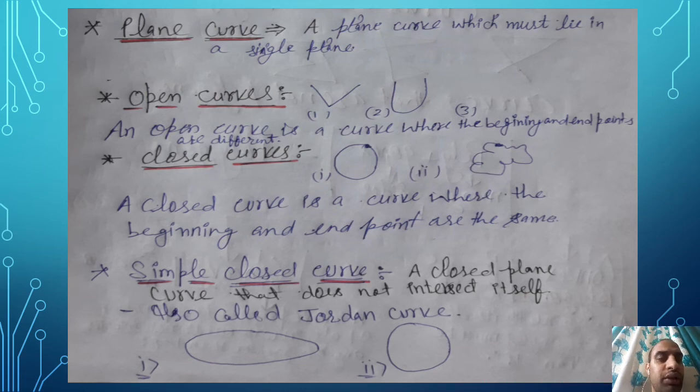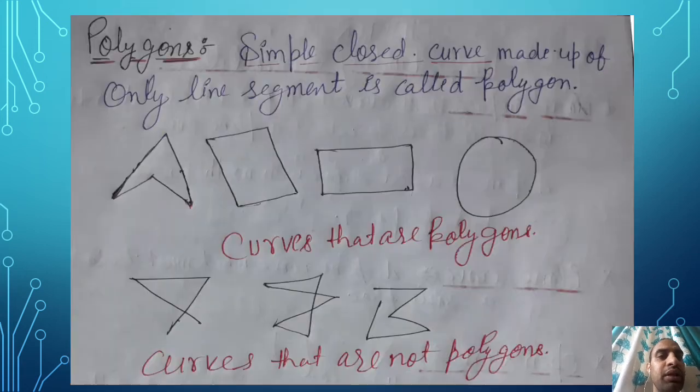Then simple closed curve. This is very important. Simple closed curves are curves which do not intersect themselves. That means when you are drawing, the line is not going to cut itself anywhere. Like a circle, you can see there is no cut; it simply starts and closes. You can also take the case of an ellipse. In these cases, whenever we draw, simple curves are not intersecting. Let's see now some more examples of simple and closed curves.